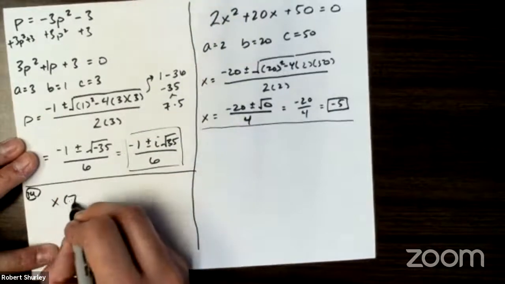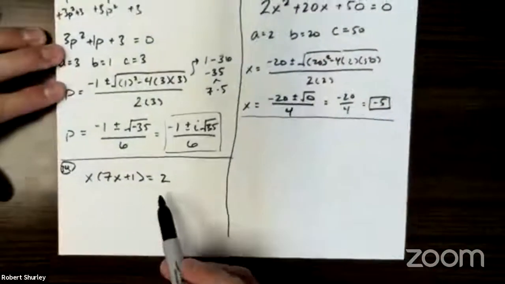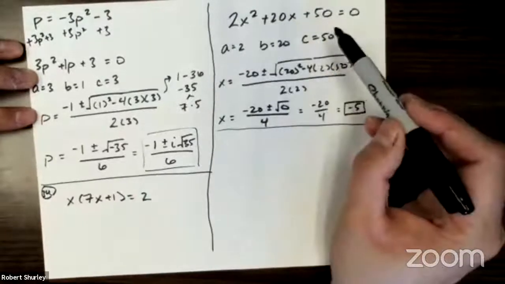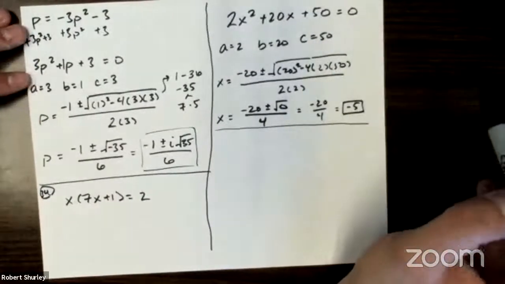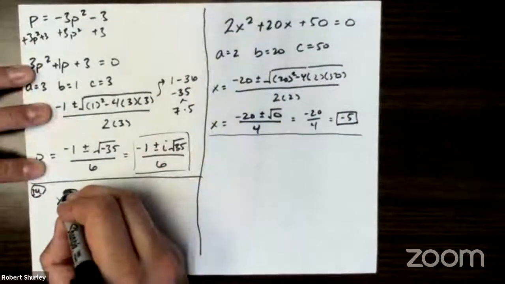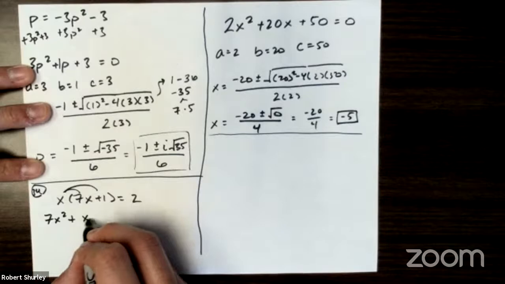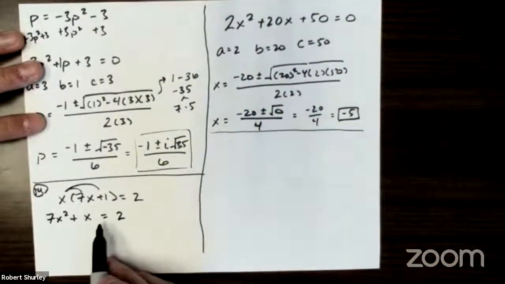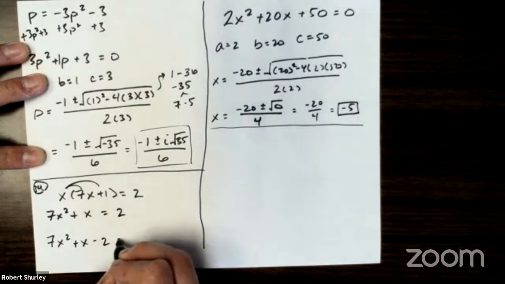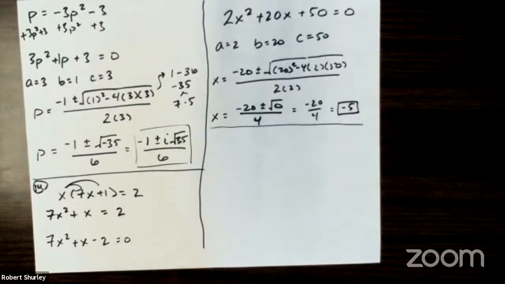It says x times (7x plus 1) equals 2. Now, this does not look like a quadratic, right? It doesn't look anything like the ones we've been doing so far, where it's set up in this ax squared plus bx plus c equals 0 form. But let's get rid of the parentheses and clean it up a little. Shower and shave and see if it looks like something. Oh yeah, look, move this 2 over. Boom, we've got a nice quadratic. Subtract the 2 to the other side. We've got 7x squared plus x minus 2 equals 0.